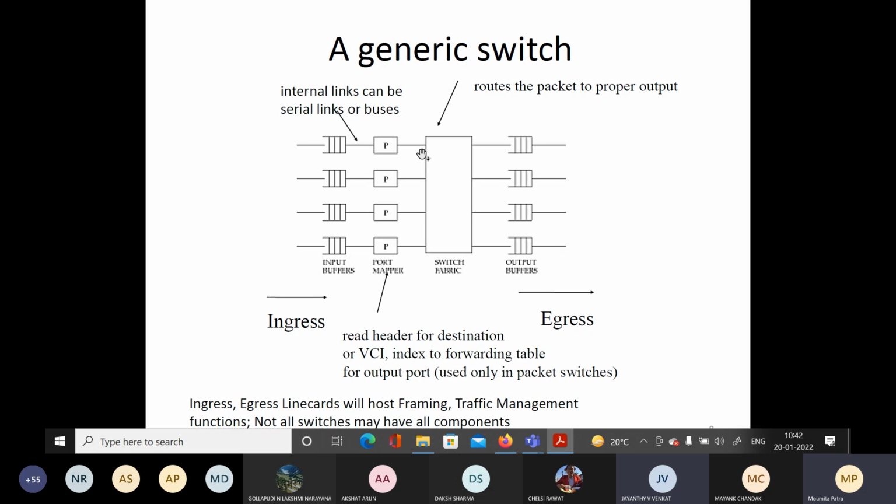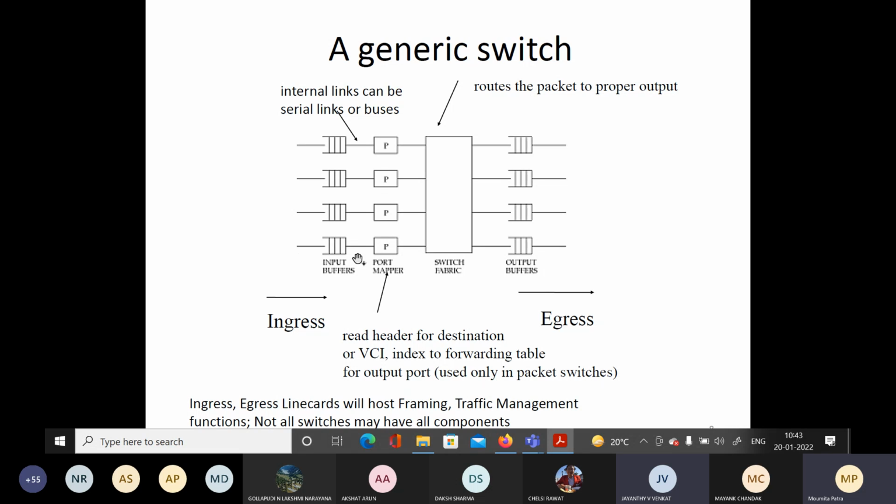The switch fabric here is given just like a black box. We do not know how the switch fabric looks, but whatever your switch fabric is, its task is that it should route the packet to the corresponding and correct output port, and then the output port will have its buffer. Depending on the output line bandwidth, accordingly there will be a need for output buffers.